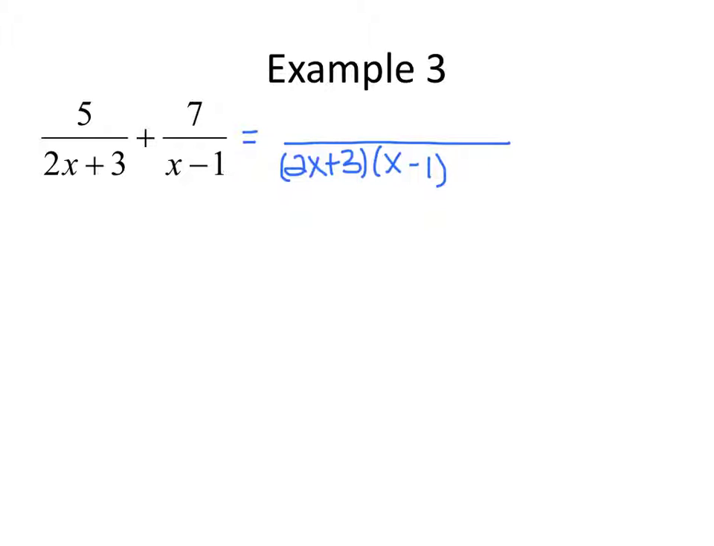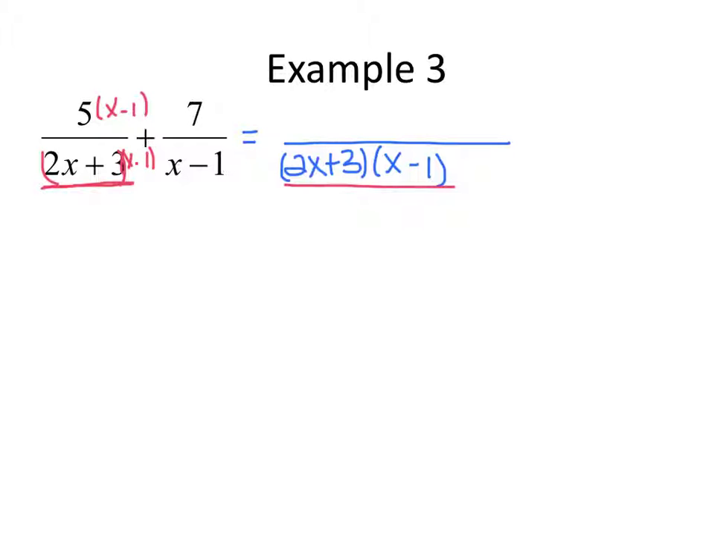Now we have to ask ourselves, what do we have, what do we need? So if I look at this first one, it only says 2x plus 3. I needed it to say 2x plus 3 and x minus 1. So what does he need? What does he need? X minus 1. So I have x minus 1, x minus 1.